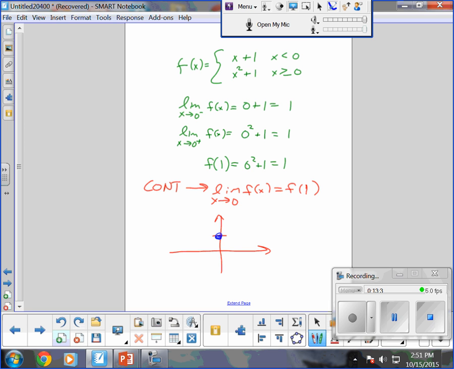Boom. That was a line to the left, parabola to the right. And again, all our stinking labels. And again, proving continuity is understanding how limits in the functions work.